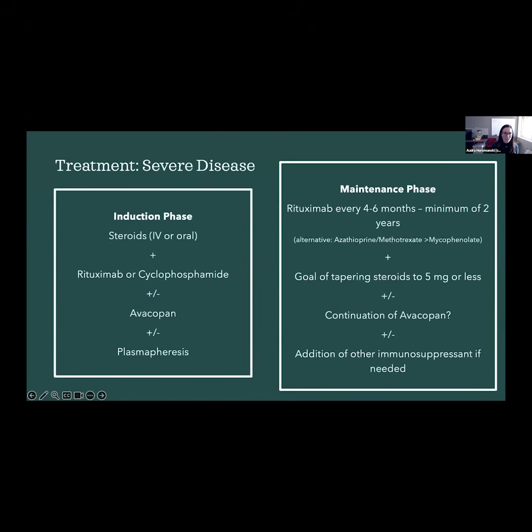Okay. So once we've decided that this patient very likely has GPA, what do we do? There's kind of two different ways to look at this disease. I'm pulling this mostly from the ACR Vasculitis Foundation guidelines, which divided our treatment strategies into severe disease and non-severe disease. When we say severe disease, we always mean kidney disease.